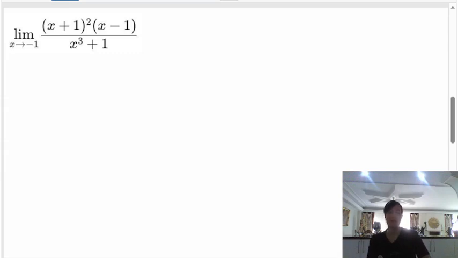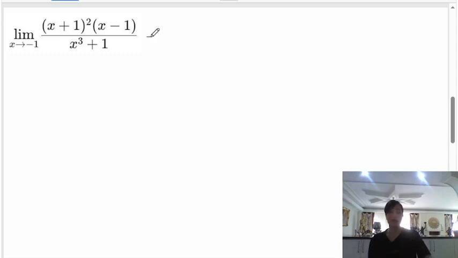So let's get started. Here we are going to find the limit as x approaches -1 of this expression. In this expression, we see we have a denominator and a numerator. First of all, I have to check indeterminacy in this kind of question. So, as I said, x approaches -1.